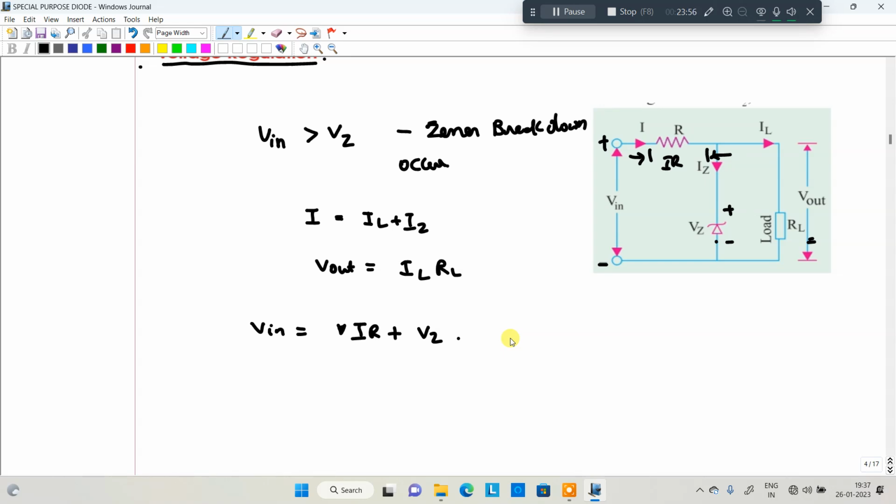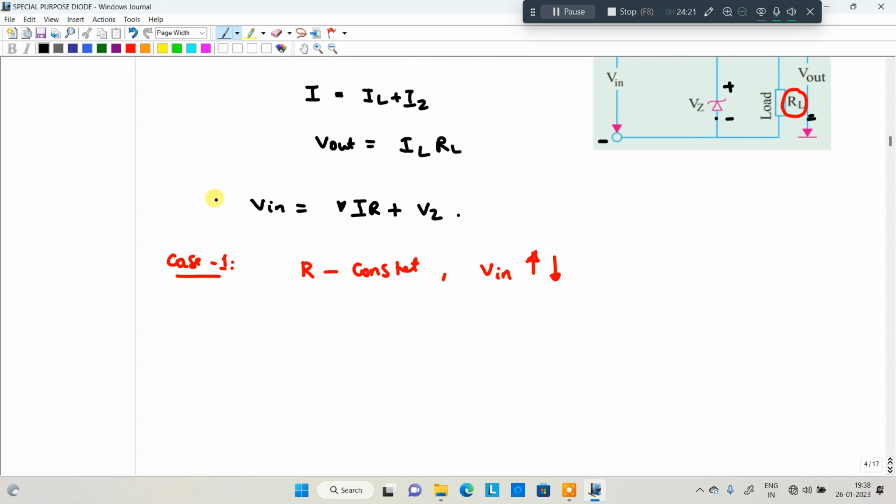We'll now explain case 1. The first one is case 1. In case 1, what will change? Here R is kept constant. That means the load resistance should be constant. What we have to change is increasing or decreasing the input voltage. So in that particular case, we are going to analyze the circuit parameters.